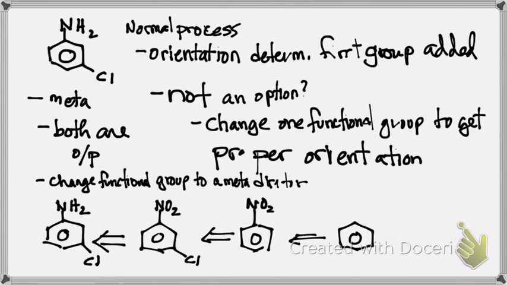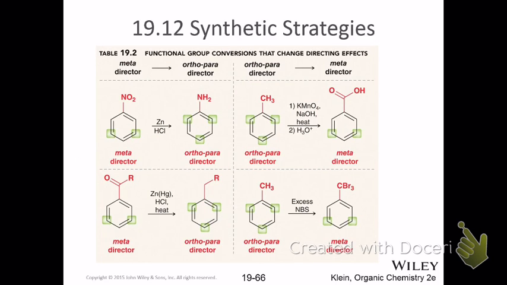So, a couple things. This is a nice little chart in your book, right? Functional group conversions that change directing effects. So one is the one we just talked about: zinc and HCl, a meta director into an ortho-para director. Sorry, actually, it's zinc amalgam and HCl for that one. And this one, right? Zinc-mercury amalgam on a carbonyl group, meta-director into an ortho-para director as well. So you take a carbonyl group, clip it off, and now you have ortho-para directing.